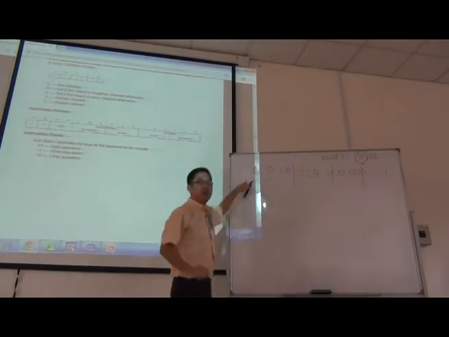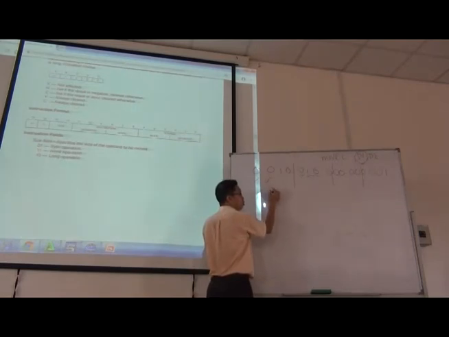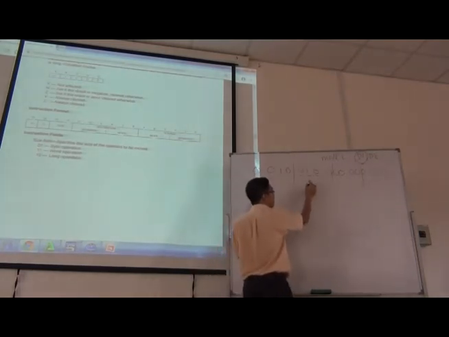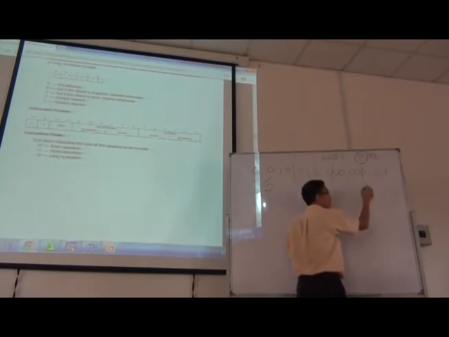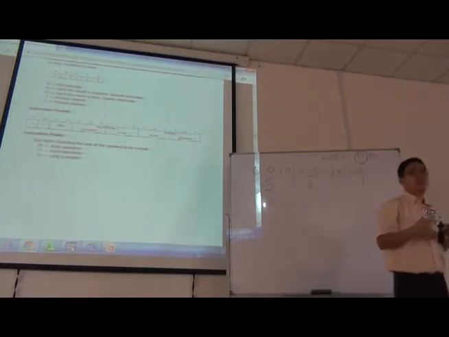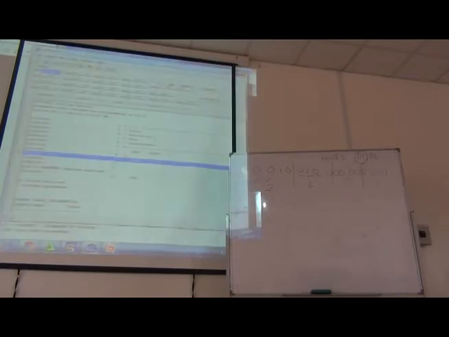Correct? We have to convert to hexa. So this will be 2. This will be 4, 0, 1. So it does prove the machine code. The machine code says what? The machine code is 2401. What I got over here is also 2401.